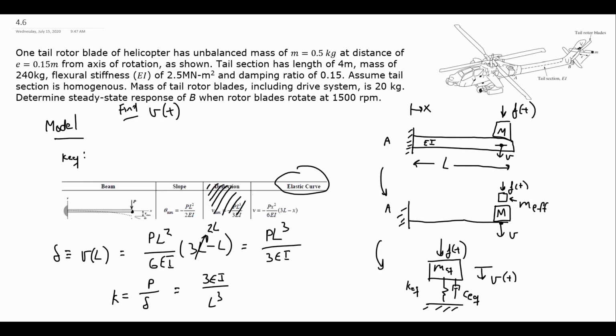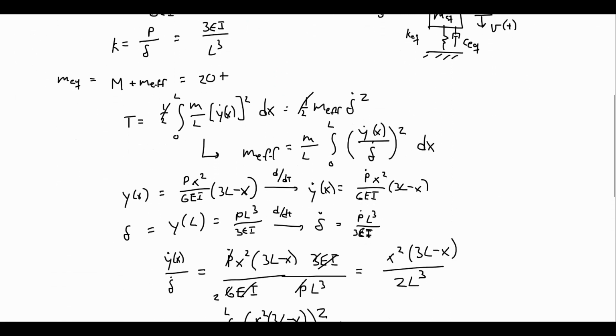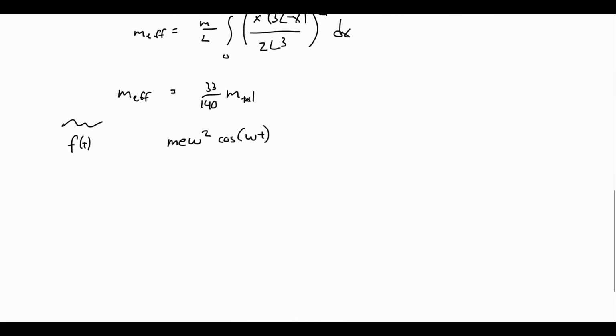We have our KEQ, the MEQ now. We know this is 33/140 times the mass of the tail section. So that's all come together. And we have our F of t here. So we can go to our identify step. And we know there's going to be some CEQ as well. But we're not quite ready to solve for it yet. But we can now put together a general equation of motion.